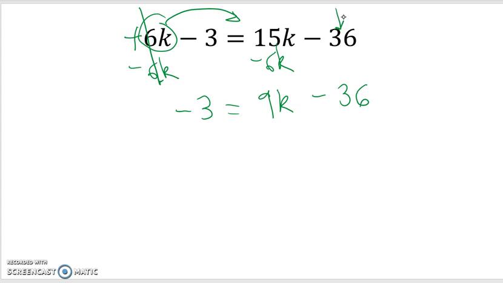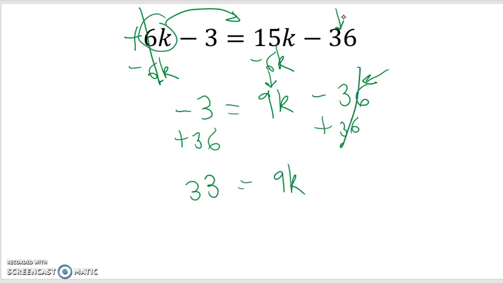Now that the k is over here, that means that I'll have to move this minus 36 to the other side. And I move it by adding 36. Minus 3 plus 36 is positive 33. So I get 9k on this side because these will cancel. 9k equals 33. So I'll reverse the times by 9 by dividing by 9, and that gives me k is 33 on 9.